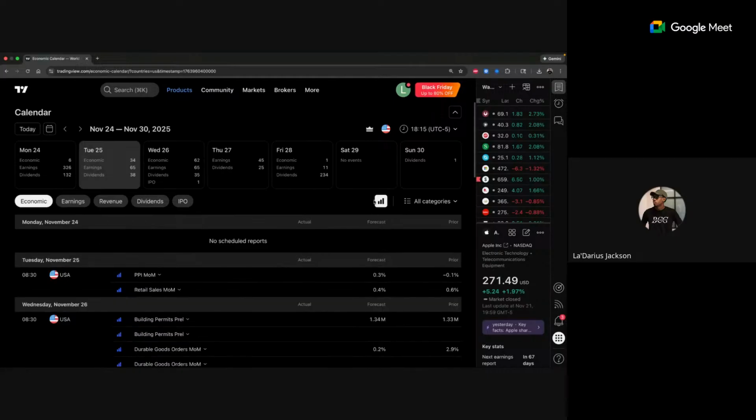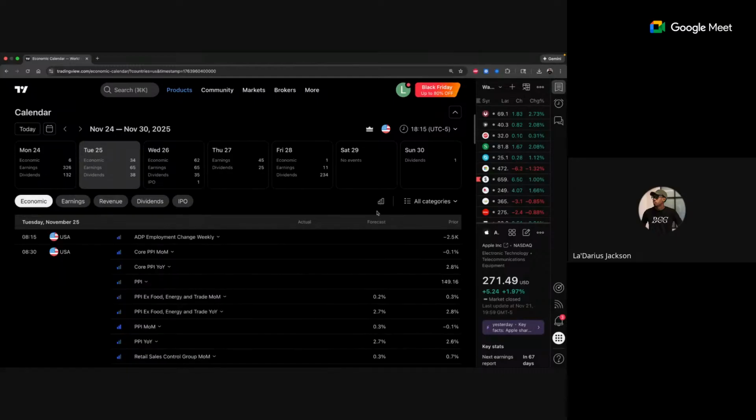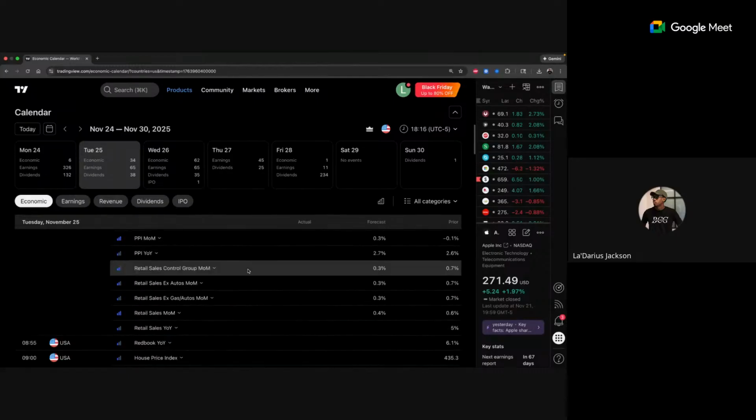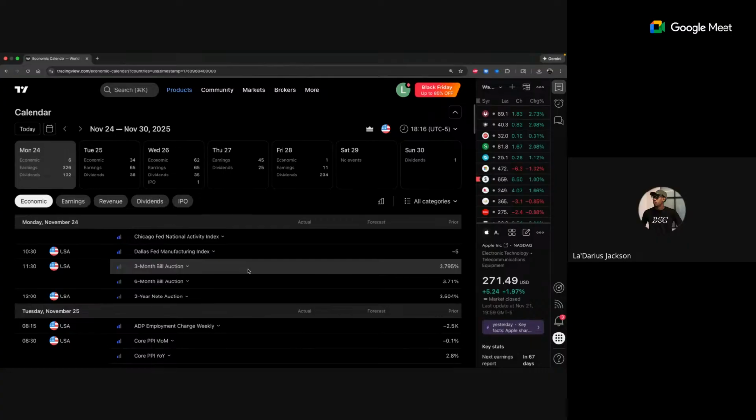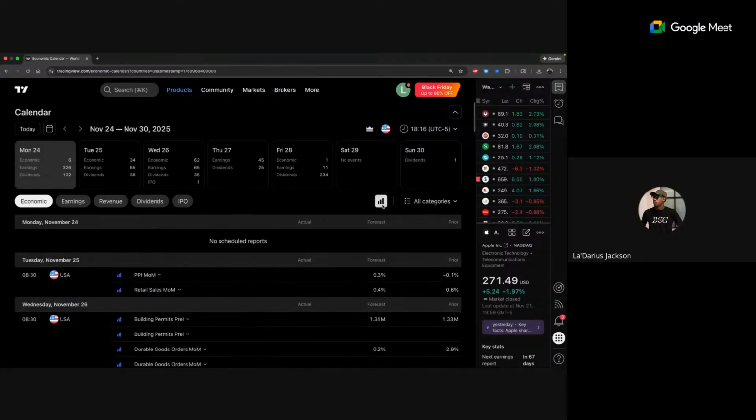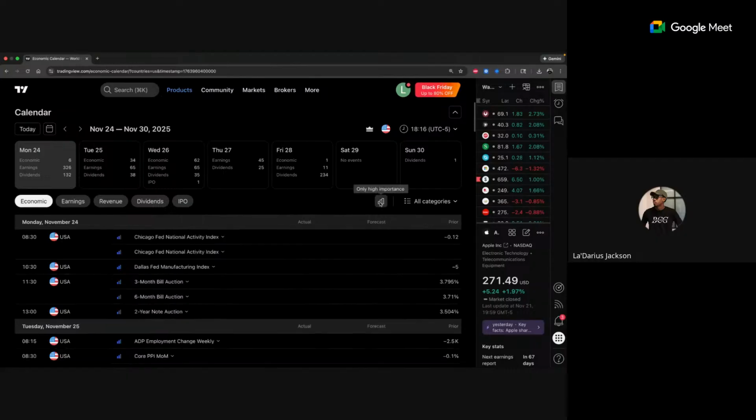A thing that happens with the economic calendar is that it automatically toggles on only high importance, which means it's going to block out the unimportant events. So you click on it, it'll show all the events, which again may be too much. So if you see no scheduled reports, it doesn't mean that there's no reports. It's just that TradingView is filtering them out.